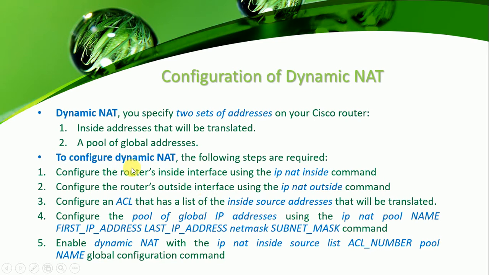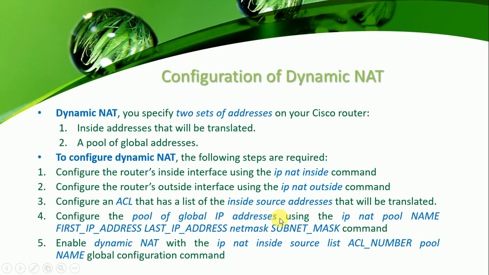To translate from private IP to public IP using dynamic NAT, you need 5 steps. The first step is to configure the inside and the outside of the router. Then you need to configure an ACL, access control list, which consists of the inside source addresses.